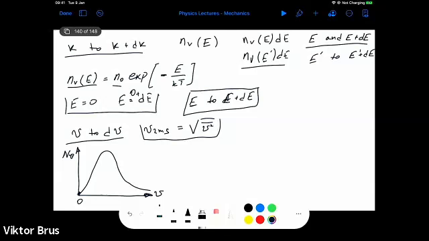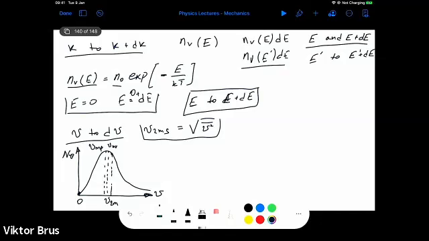And our VRMS will be somewhere here. It's a value which is a bit larger than the so-called most probable velocity, VMP, and the average velocity will be somewhere here in between. So we will give equations for these velocities, so you can use them for solving problems later.